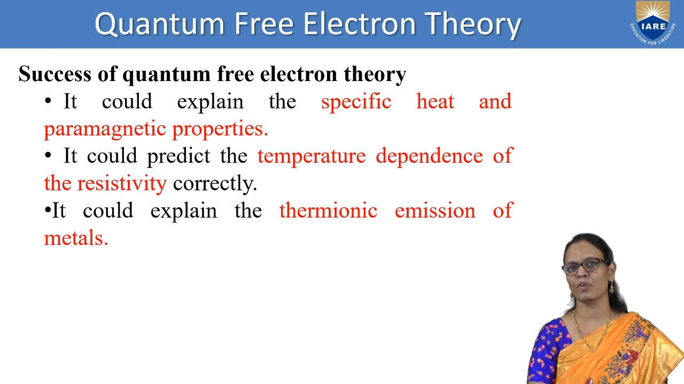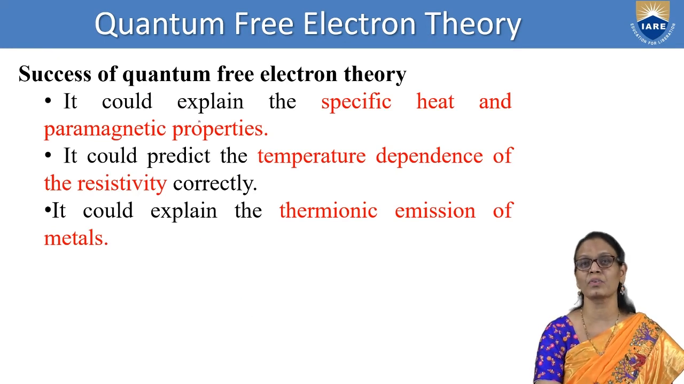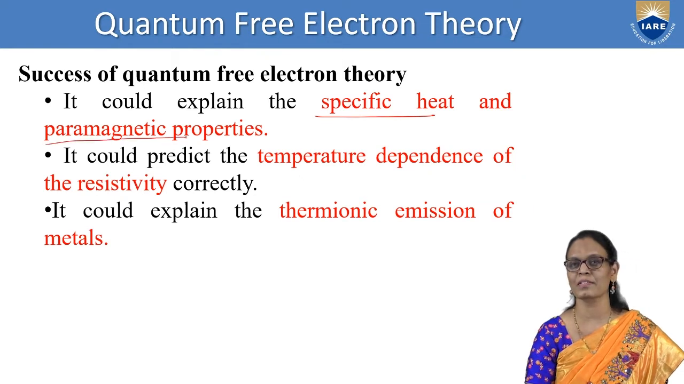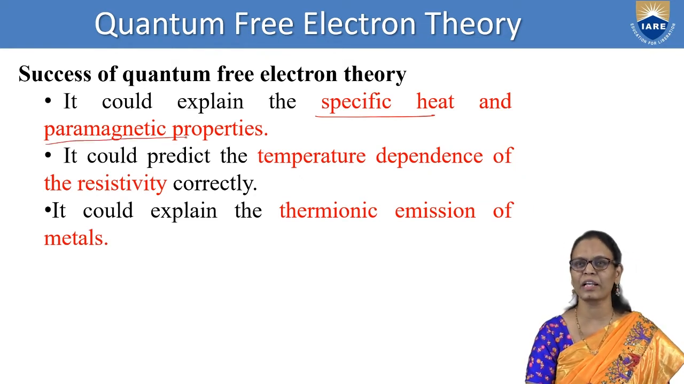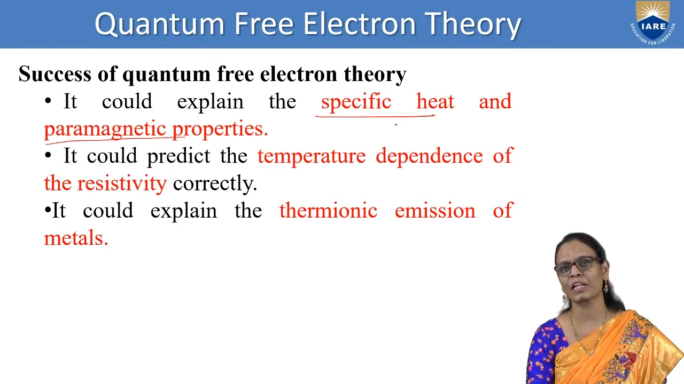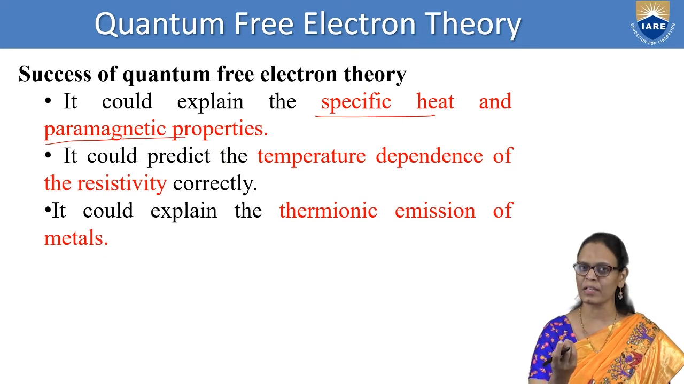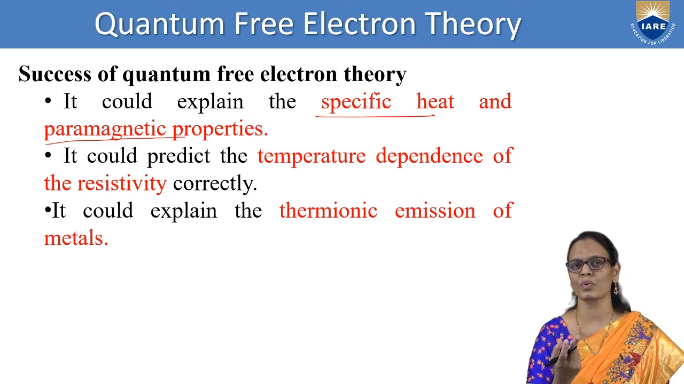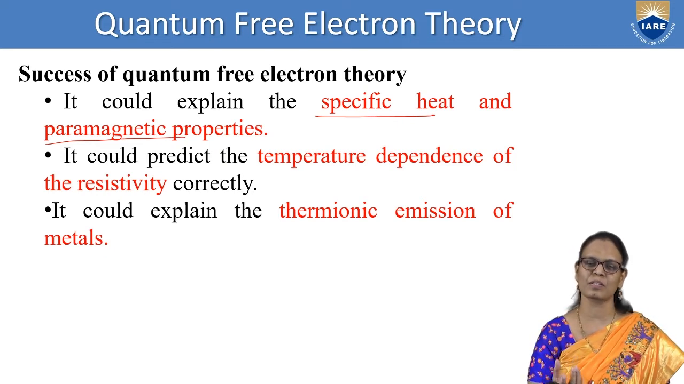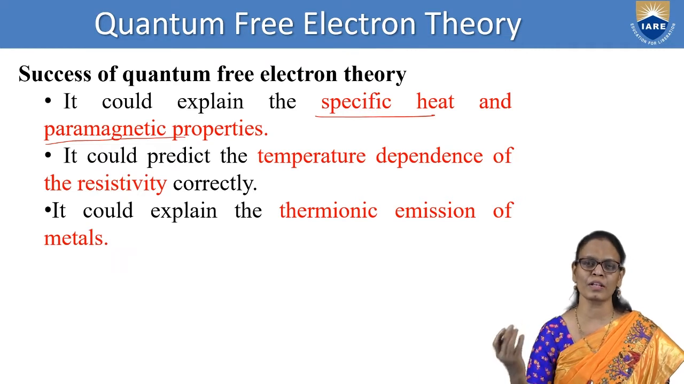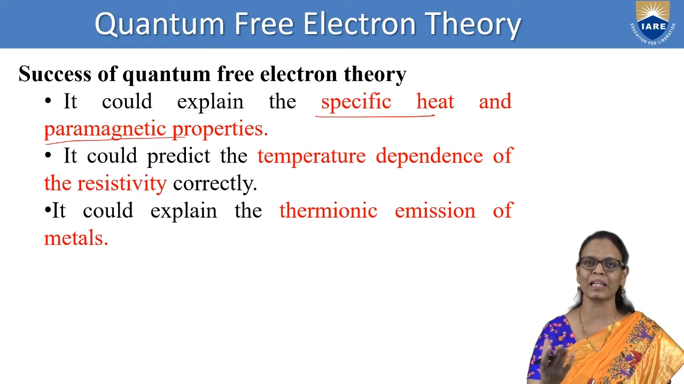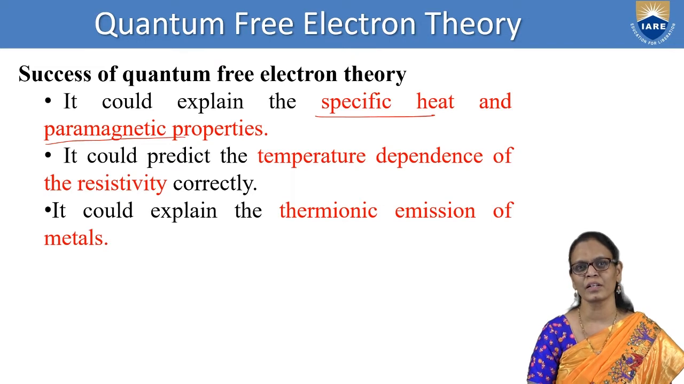Now, what is the success of quantum free electron theory? It could explain the specific heat and the paramagnetic properties. The free electron theory could not explain the specific heat. What is specific heat here? It is the amount of heat required to raise the temperature of a given substance by one unit. It is an individual property of a substance; it depends upon the material or the solid that we are taking.